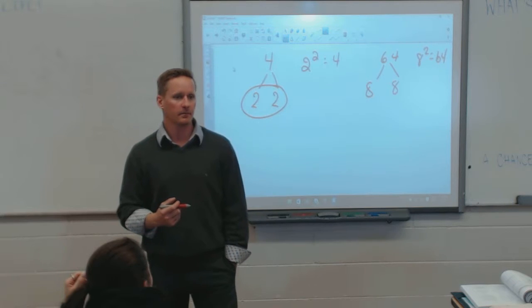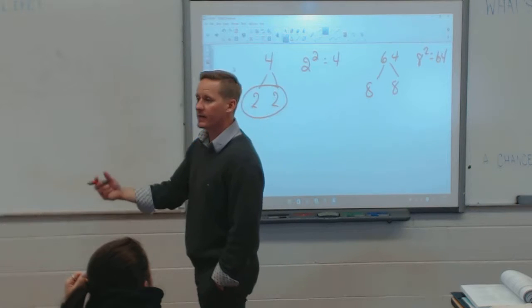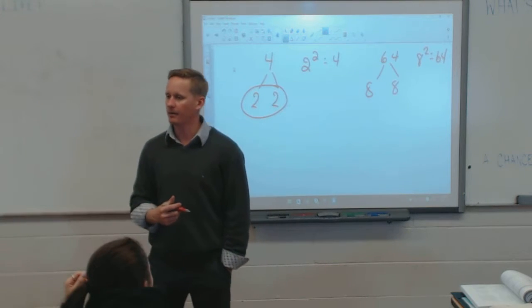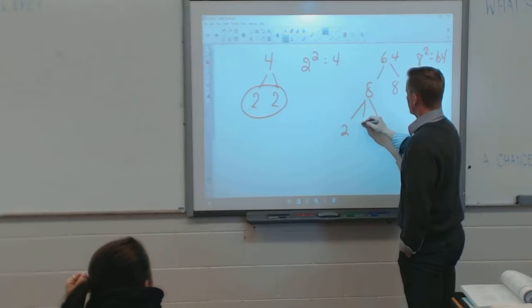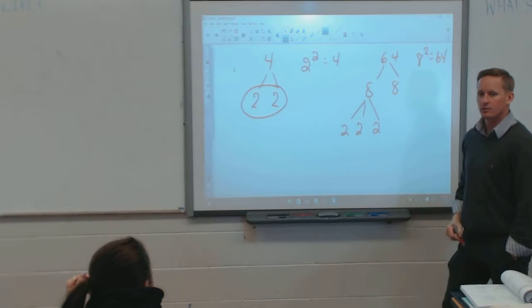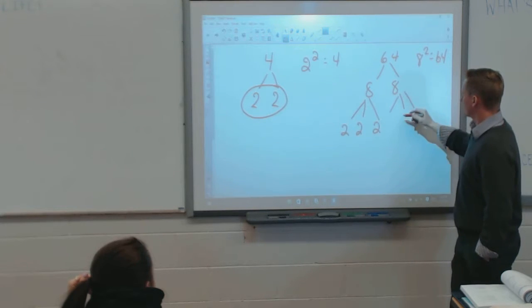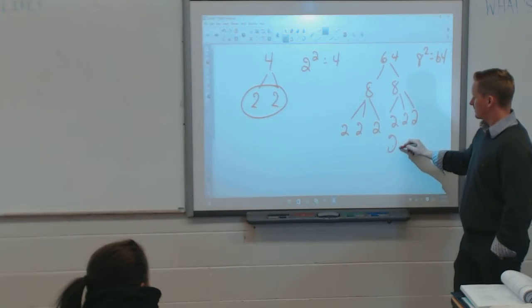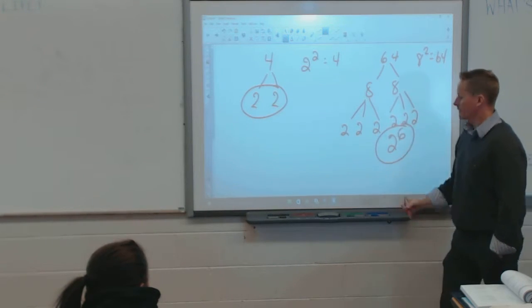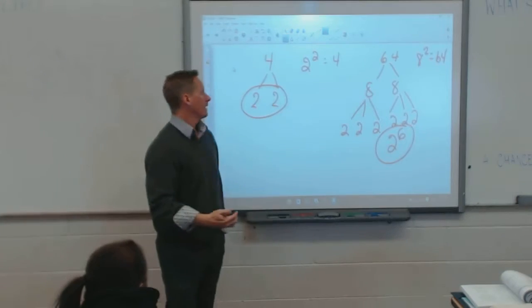2 times 2 times 2. It means that I have one number that I multiply by itself 3 times, and it gives me that number. So if I break this down, 2 times 2 times 2, that means 8 is actually a perfect cube. If I look at this further, what do you notice? 64 is actually 2 to the 6th. So this is called prime factorization.